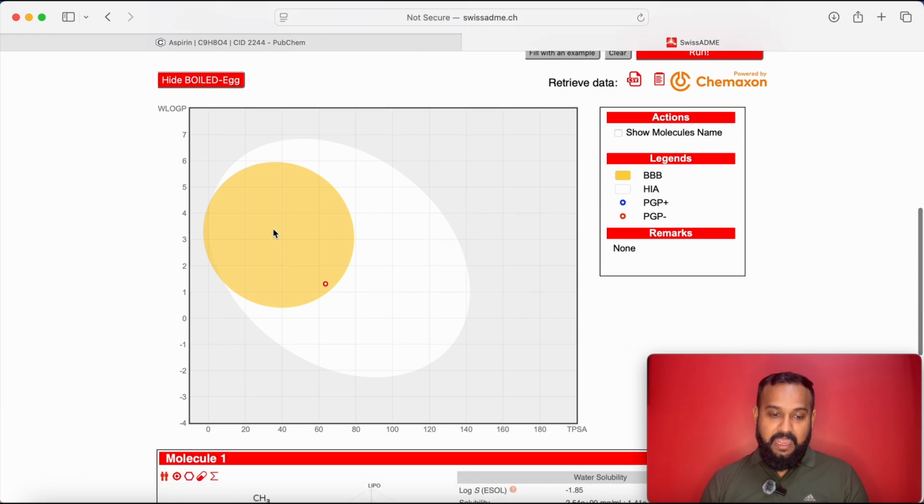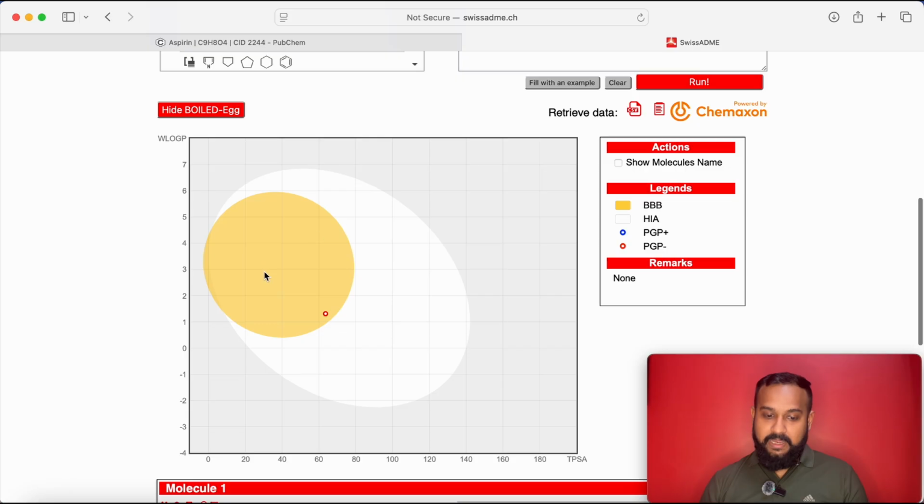Here you can see, after you boil an egg, you have the egg yolk and the egg whites. So this is the egg white and this is the egg yolk. Anything which falls under your egg yolk part will have good blood brain barrier permeability. HIA would be high if it is falling in the white region.